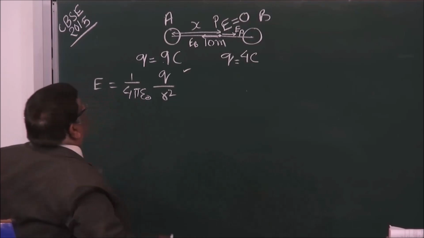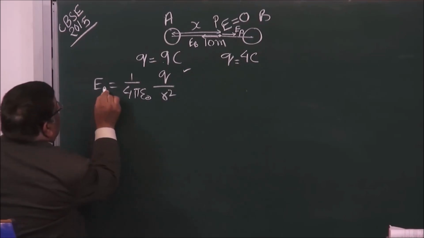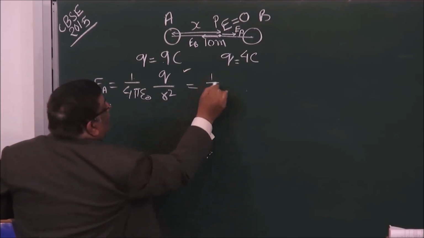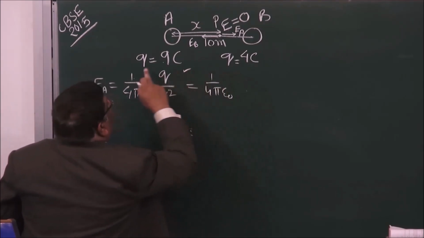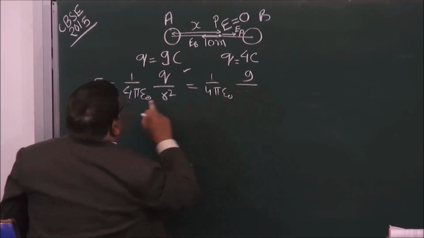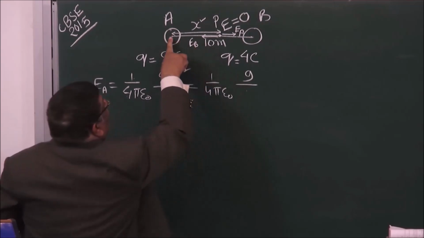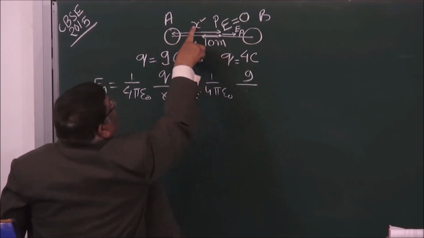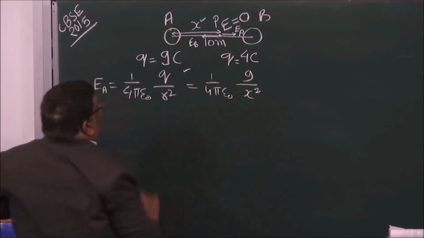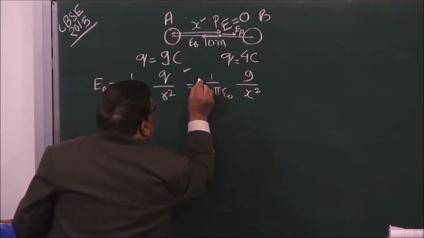So, the electric field due to A is 1 upon 4 pi epsilon naught Q upon R square. How much is Q? Q here is 9 coulomb. How much is R? R for this is x. 10 meter is the total from here to here, and this point is at distance x from A, so this is x square. The direction is positive, so we will write it positive.